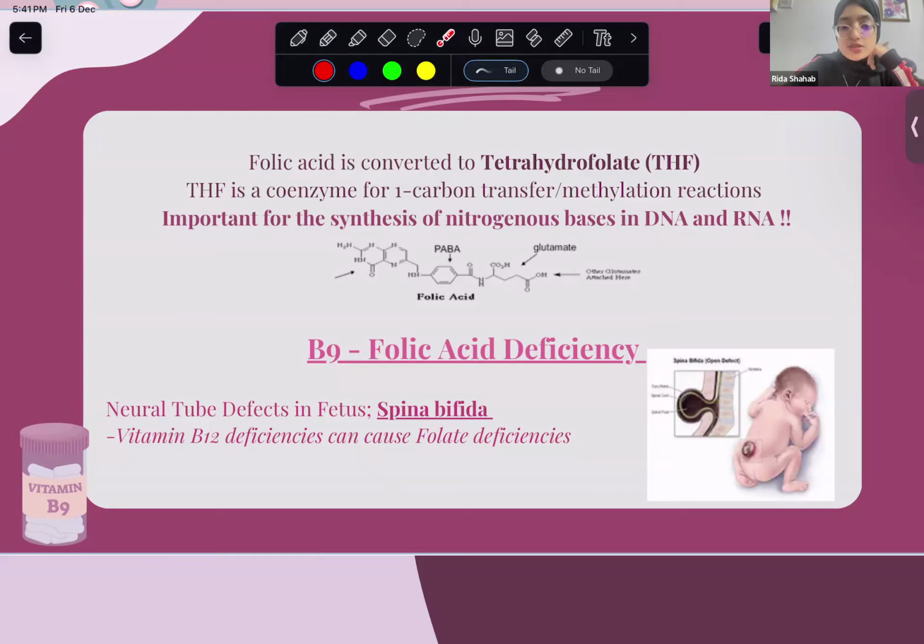And B9 deficiencies cause B12? Yes, B9 deficiencies can also cause B12 deficiencies, because if DNA synthesis is not working, then your entire DNA is gone, right? DNA is not being formed. So it can also cause B12 deficiencies. Is it clear?